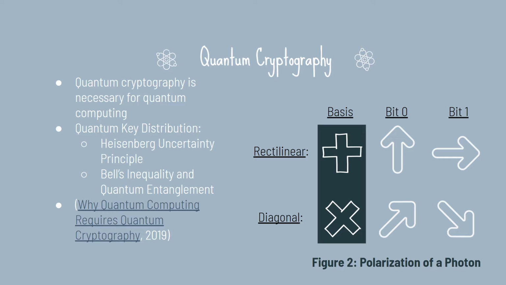As you can see, in the rectilinear basis, a quantum computer interprets vertical polarization as the 0 bit and a horizontal polarization as the 1 bit. Meanwhile, a diagonal basis represents 0 as a photon with a certain diagonal polarization, shown on the bottom row in the middle, and a 1 as a photon with the opposite diagonal polarization. However, the Heisenberg uncertainty principle prohibits the observer from measuring the polarization both ways. If the observer measures the photon using the rectilinear basis, all information about the photon's diagonal polarization is lost.